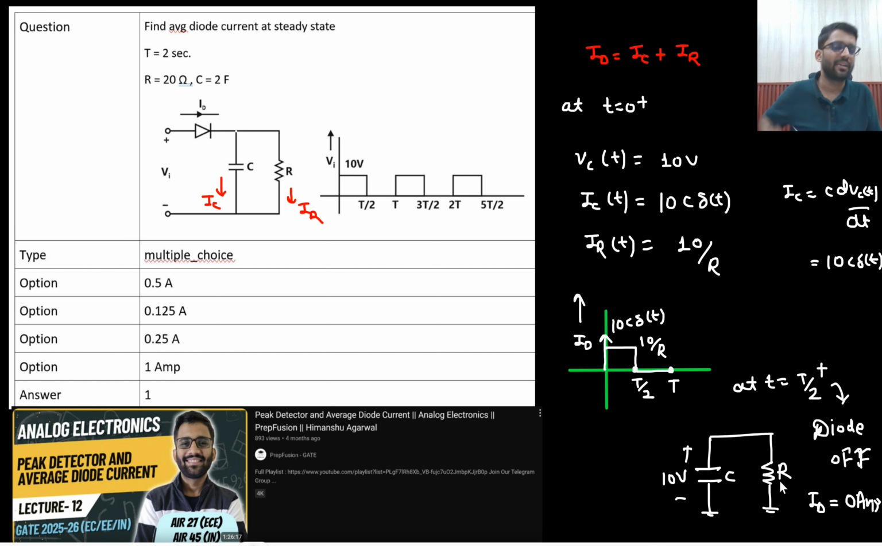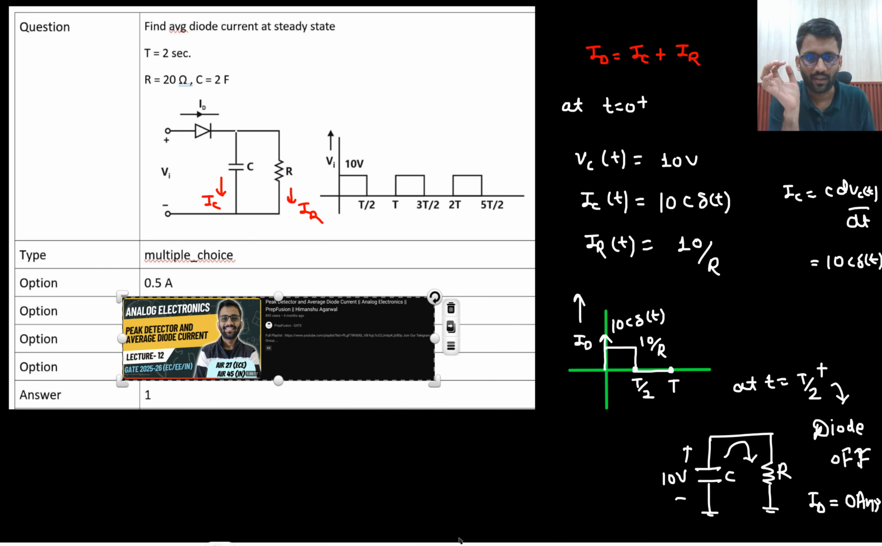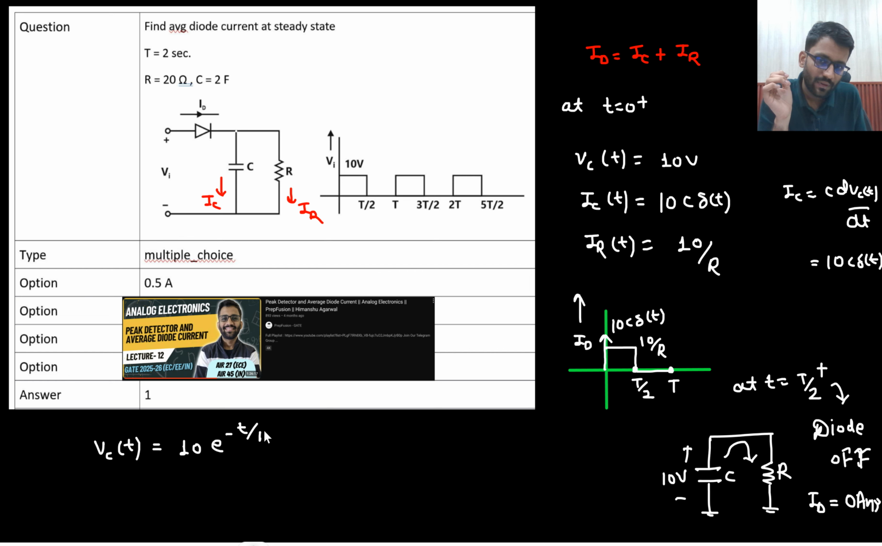But what will happen to this capacitor? This capacitor will discharge, right? From t by 2 to t, the capacitor will discharge. Diode current is 0, but the capacitor will discharge. So I will put this one a bit upward here. Now capacitor is discharging. So what would be the capacitor voltage? It will discharge from 10, in this manner it will discharge, right?